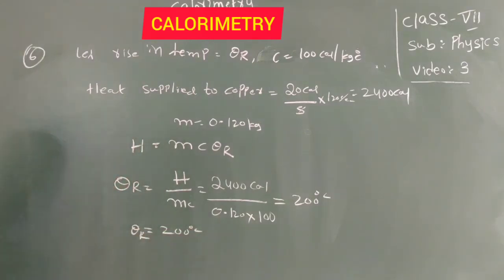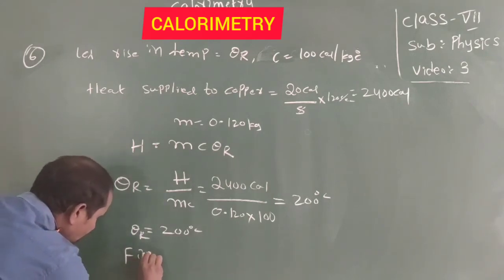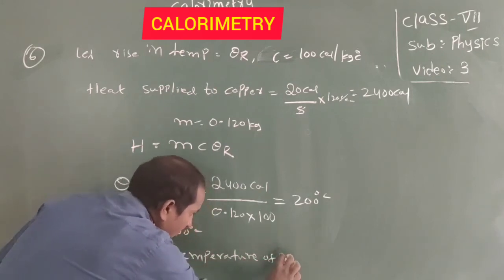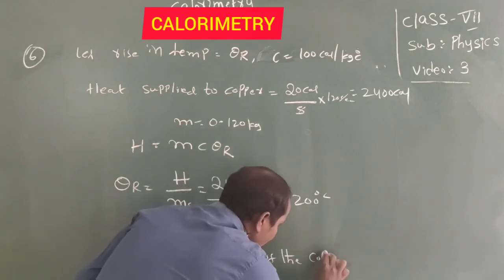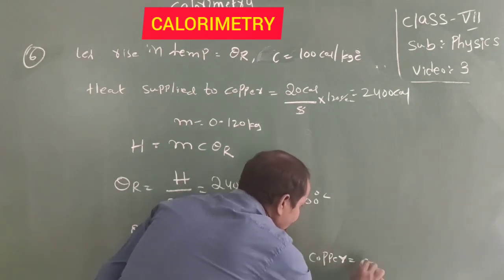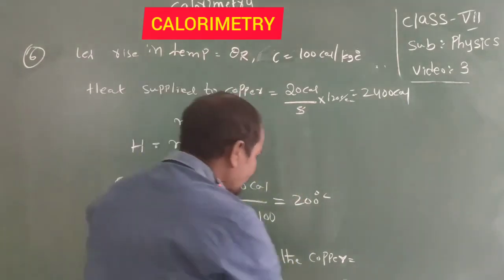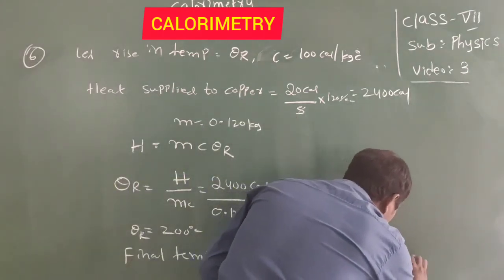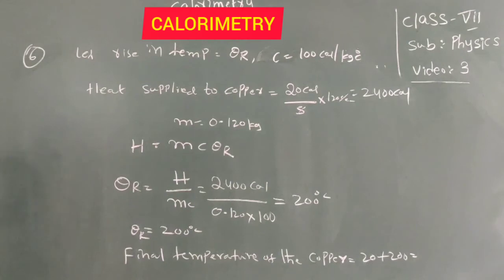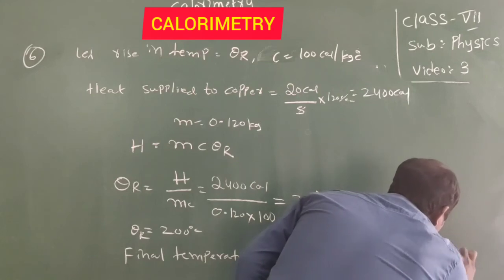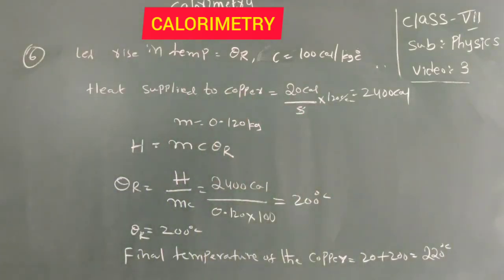Now the total, final temperature of the copper. Initial temperature of the copper is given as 20. So 20 plus 200 degree Celsius equals 220 degree Celsius.